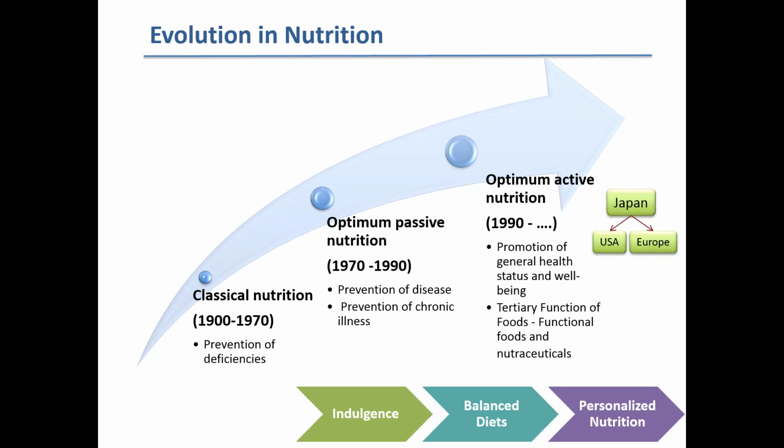And now we are looking at food from an active point of view, so with a tertiary function, where we are looking at a food that is adding value, a food that is contributing to health and well-being, and also eventually contributing to the prevention of or reducing the risk of disease. And so here we are also naturally talking about functional foods.